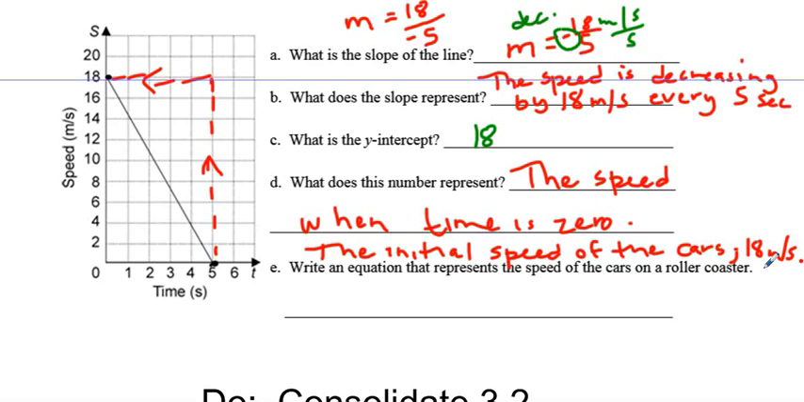All right. Write an equation that represents the speed of the cars on a roller coaster. Well, I'm just going to write the equation that represents this line. So we know the slope. We figured that out. It was negative 18 over 5. And we're going to have an x there. And then we're going to actually add our y-intercept, which we decided was 18. Okay? And that's it. I know that's tough. That's a real life word problem that relates to slope and y-intercept.